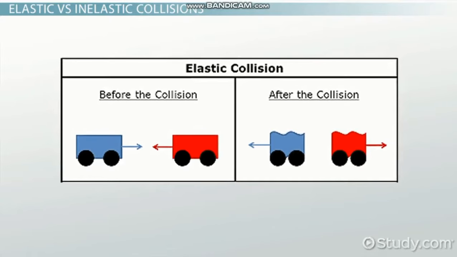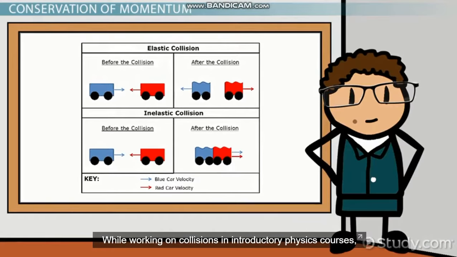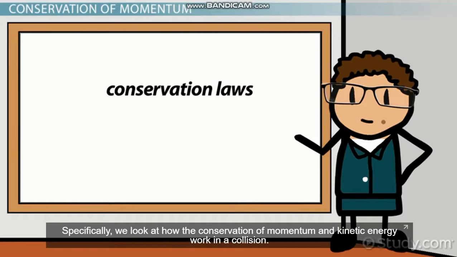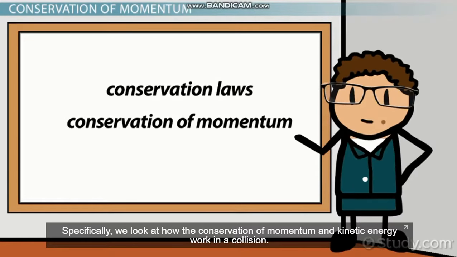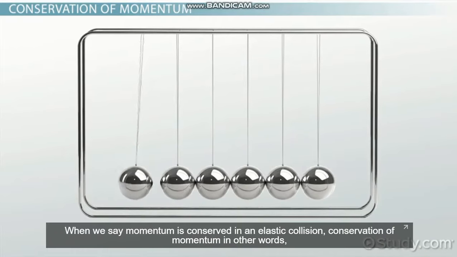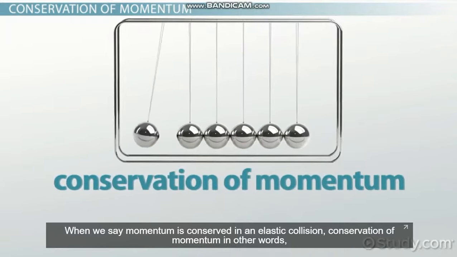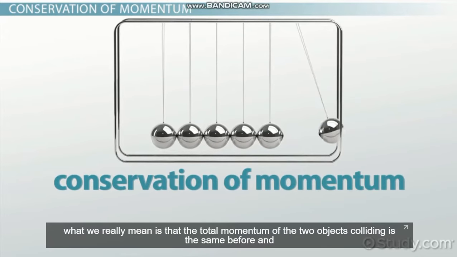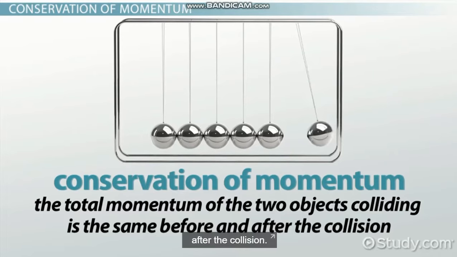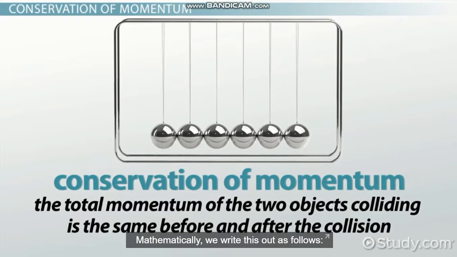While working on collisions in introductory physics courses, what we're really doing is exploring conservation laws. Specifically, we look at how the conservation of momentum and kinetic energy work in a collision. When we say momentum is conserved in an elastic collision, conservation of momentum, in other words, what we really mean is that the total momentum of the two objects colliding is the same before and after the collision.